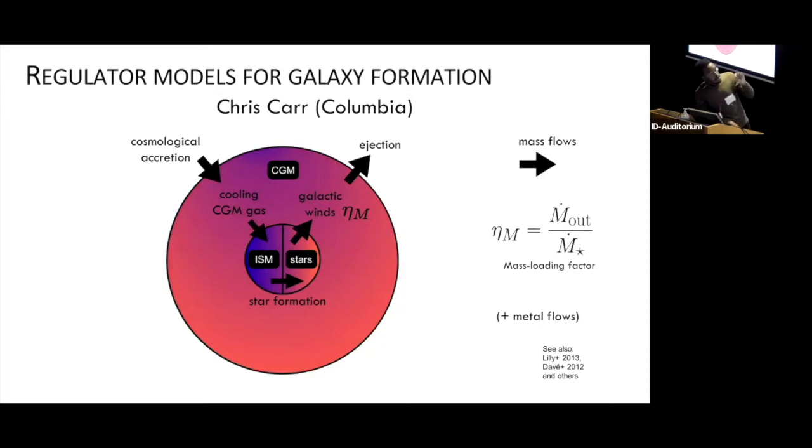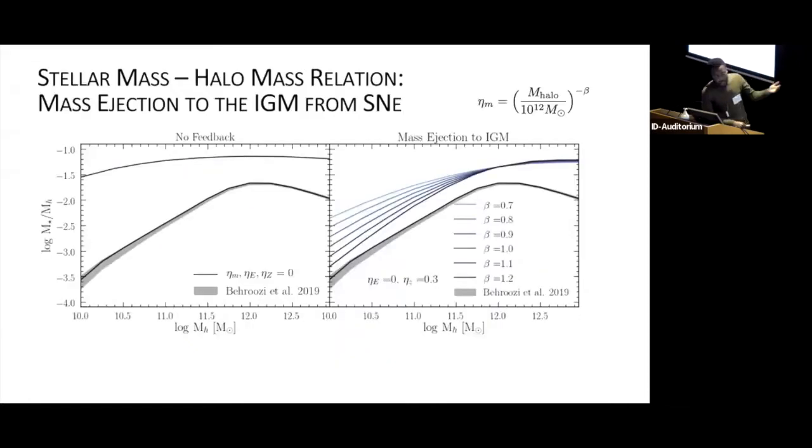One way we quantify the strength of these outflows is through the mass loading factor, which is shown here, which is the outflow rate out of the galaxy with respect to the star formation rate. By adjusting this mass loading factor, we can increase the amount of gas that leaves the galaxies. This is the traditional approach of trying to match certain galaxy scaling relations.